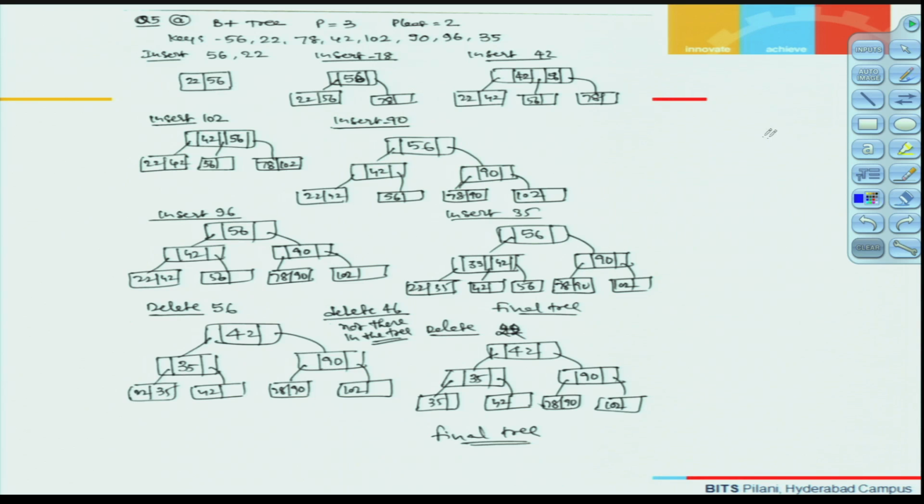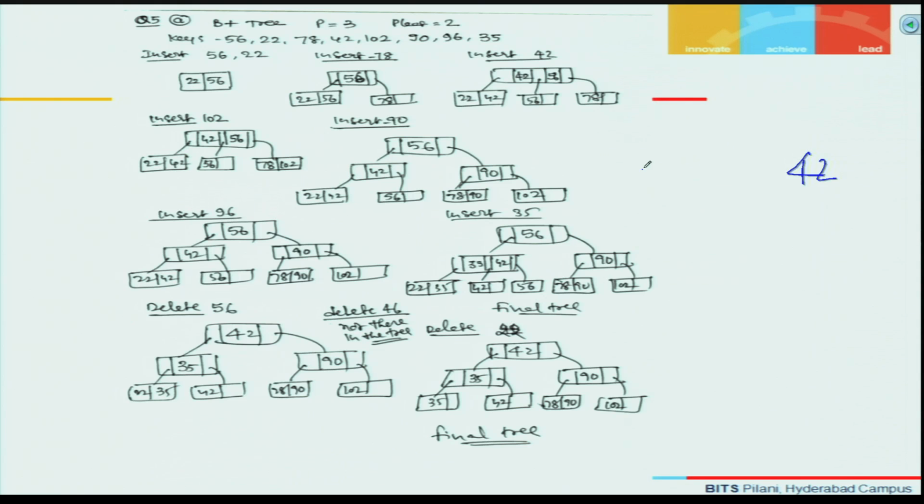Then when I try to insert 42, to identify where it should go, 42 is less than 56, so I take this path. I have reached the leaf level, but the node is already full with 2 keys. I cannot accommodate a third one. So if you write them in order, 22, 42 and 56, the middle one is 42. Take it to the next level and check whether you can accommodate it in the next higher level or not.